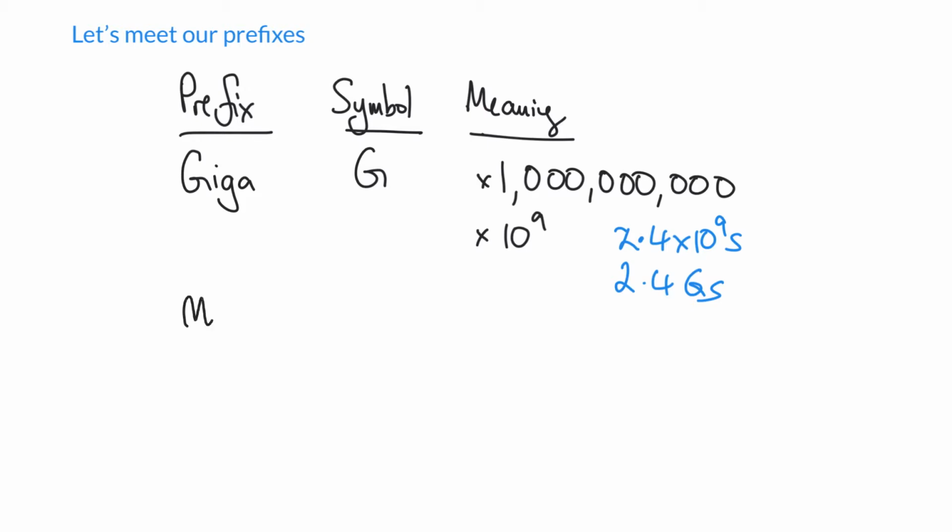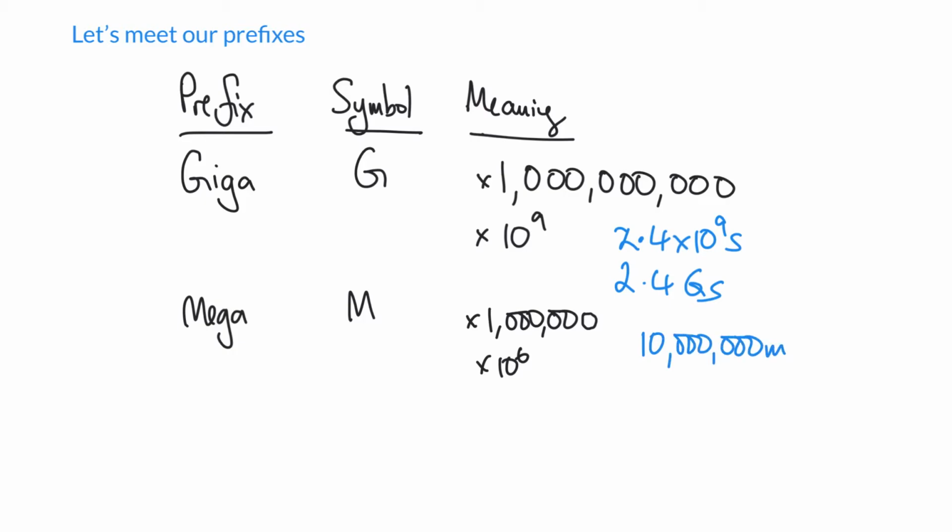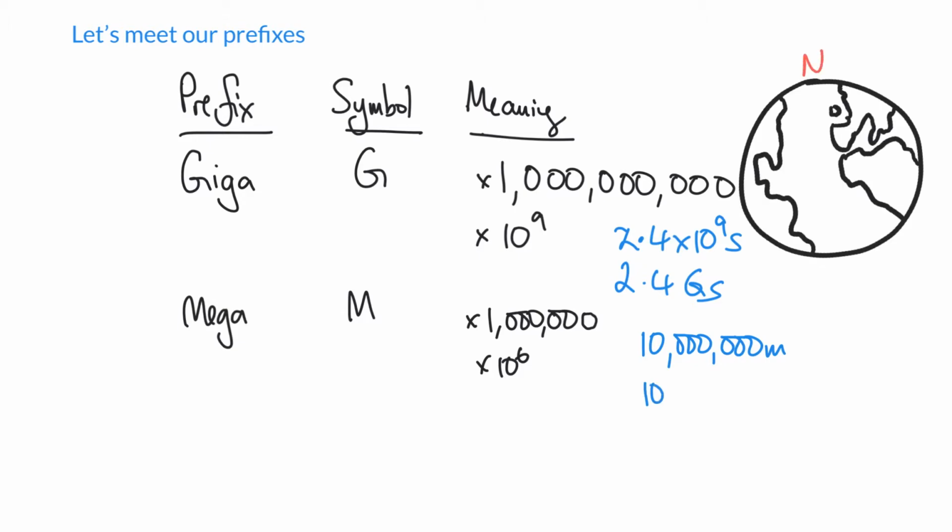Now if we want things that are bigger but not quite as big as giga, we can use mega. Mega means you want to make it 1 million times larger. So that is times 10 to the 6. So an example of something that might be mega is the distance from the North Pole to the equator, which is about 10 million meters. That is 10 megameters. So mega means times 10 to the 6, or 10 million meters in that case there.